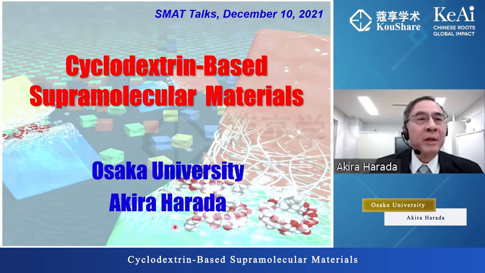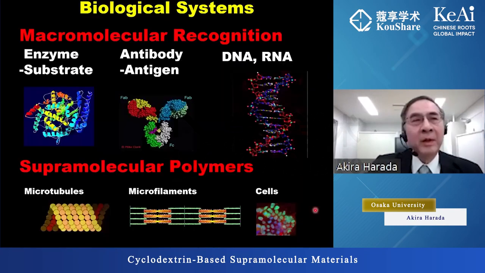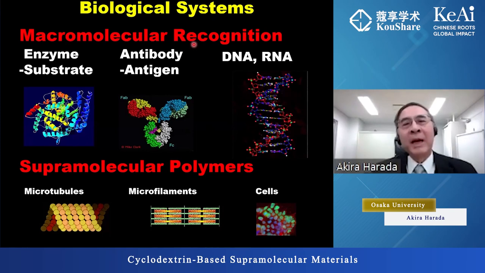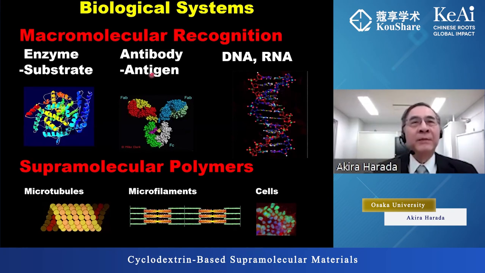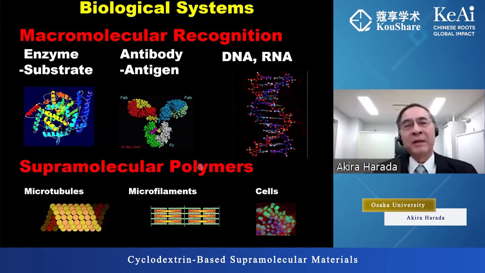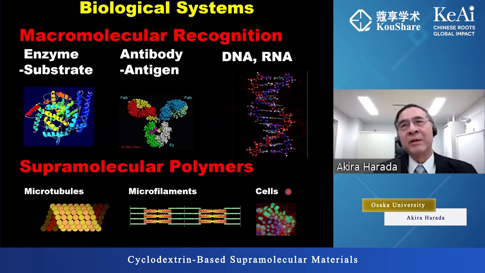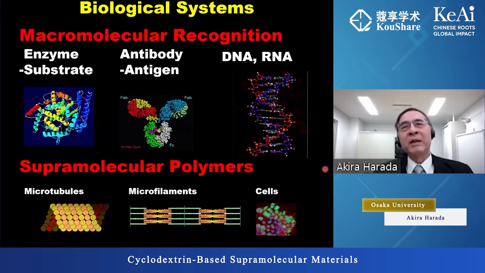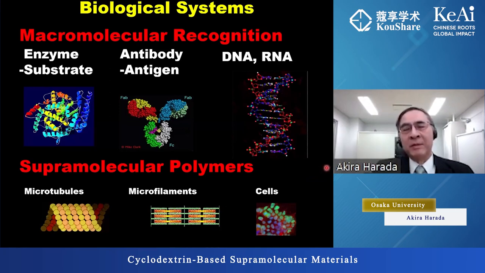In contrast, in biological systems, such as enzyme-substrate, antigen-antibody, and DNA-RNA systems, macromolecular recognition, the recognition of macromolecules by other molecules, plays an important role in maintaining life. In addition, the formation of supramolecular polymers, such as microtubules, microfilaments, and cells, is of great importance for the construction of biological architectures and for achieving biological functions.